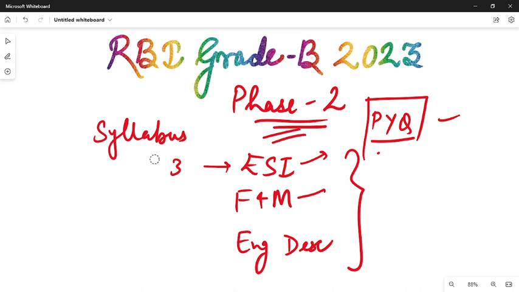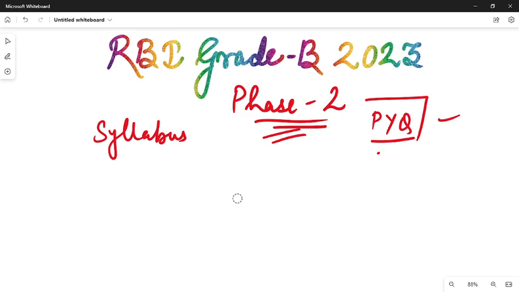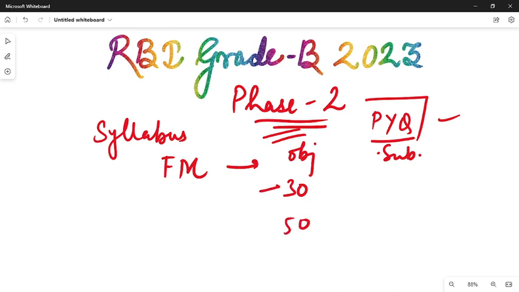So I'm going to talk about the subject wise things. Also, let's talk about the pattern first. There is a paper of finance and management which consists of two portions, the objective paper and subjective paper. The objective paper consists of 30 questions and a total of 50 marks. There are some 1-marker questions and some 2-marker questions in these 30 questions, and there is a subjective portion. It also consists of 50 marks.